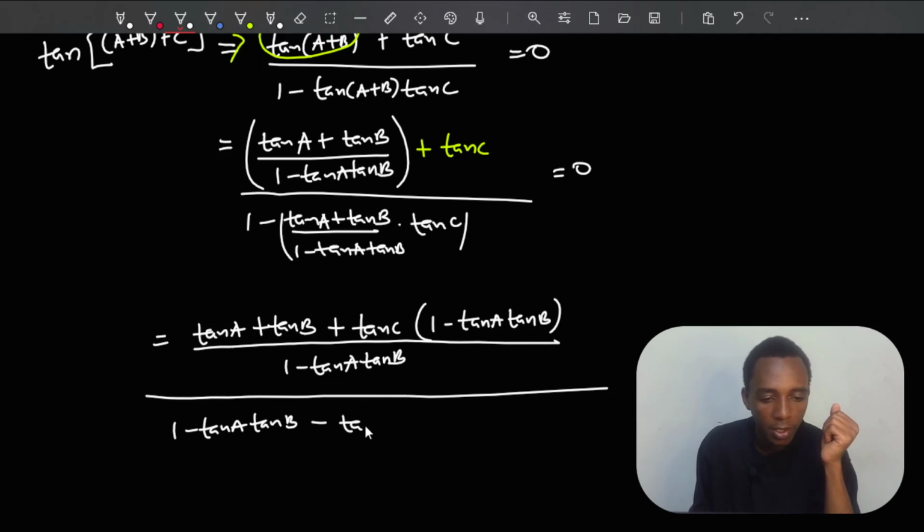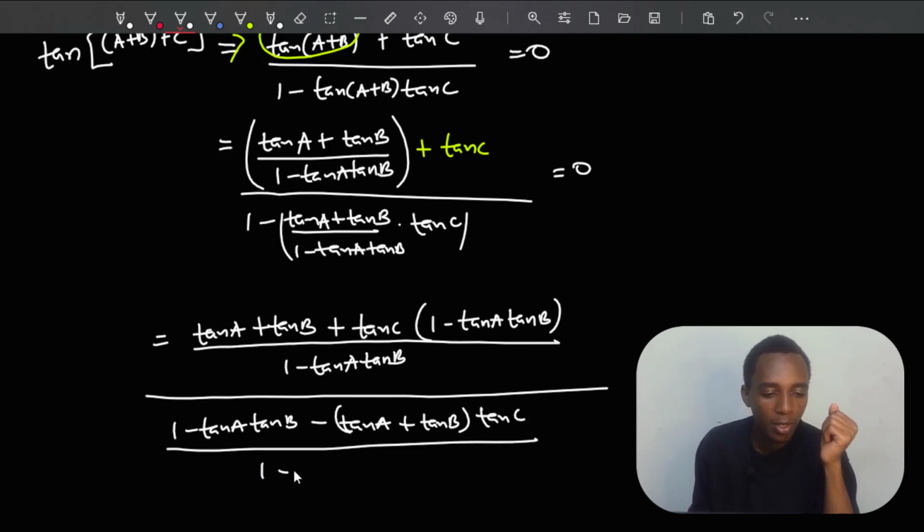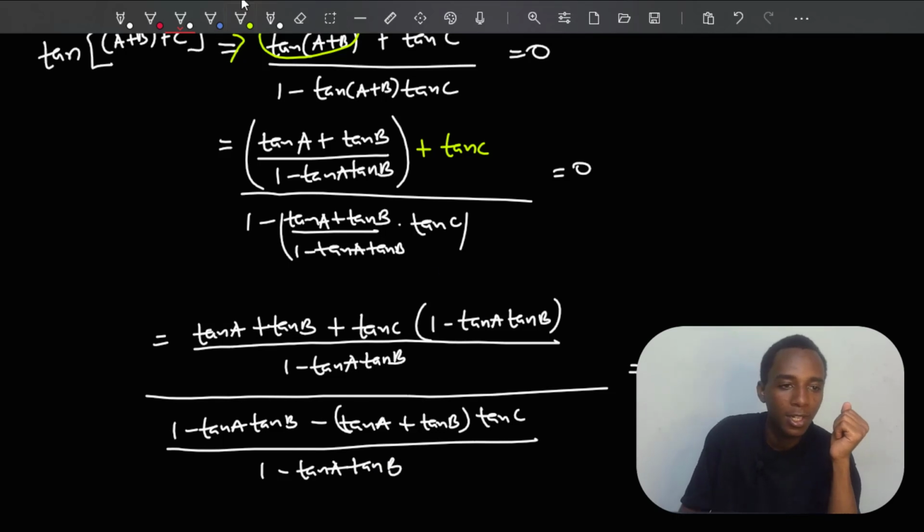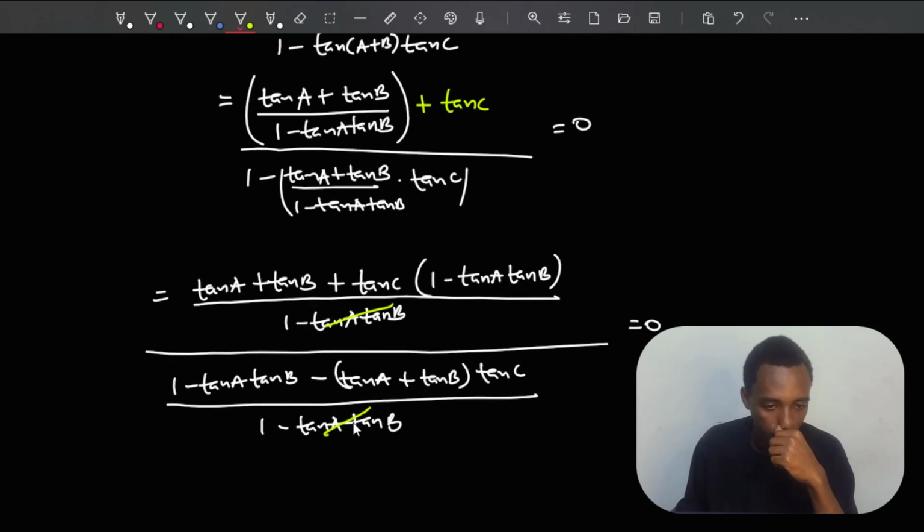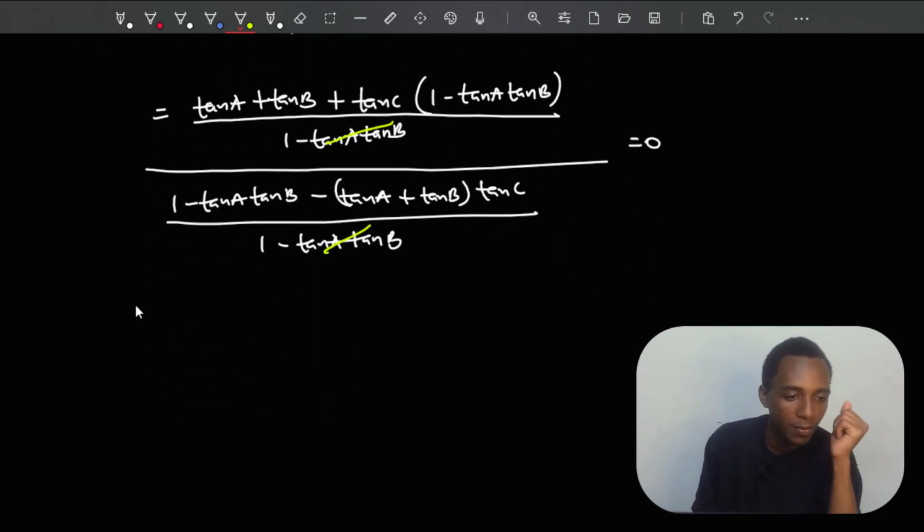minus tan A plus tan B. Okay, tan A plus tan B. Right, this right here is multiplied by tan C. Okay, all this divided by 1 minus tan A tan B, and is equal to 0, don't forget. So this here can cancel with this. Let's see what I've got now.